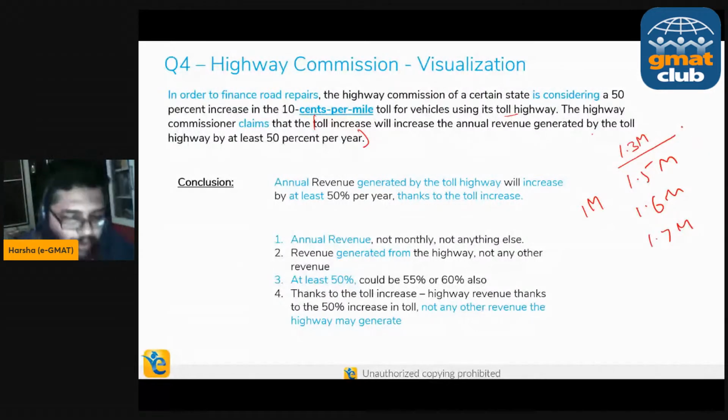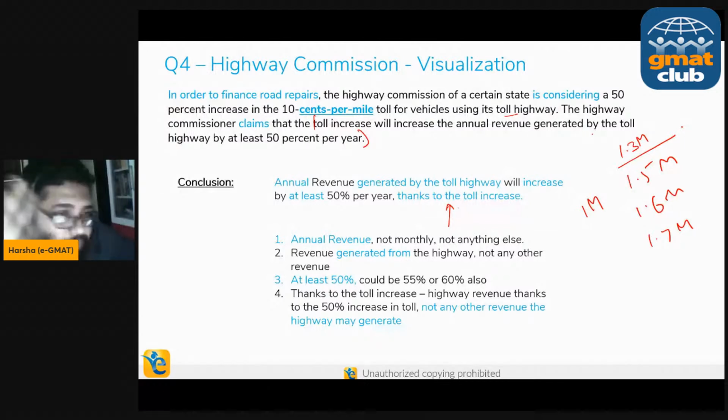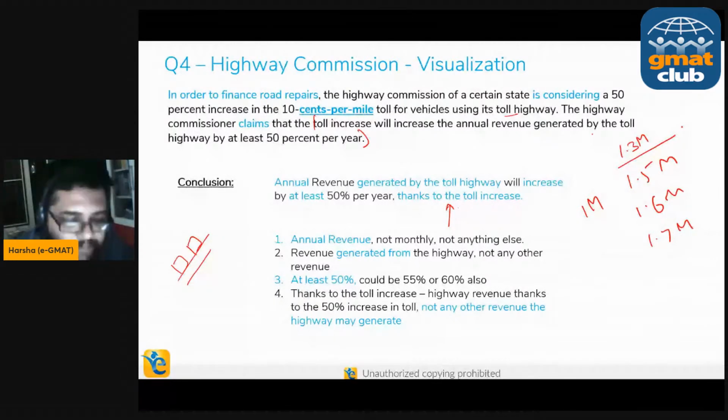So far so good. This point is important. Annual revenue which the highway generates thanks to the toll increase. The highway could generate revenue from many sources. For all you know, the highway might be getting revenue from advertisers for putting digital or non-digital hoardings all across the highway. The people who are creating or managing that highway may be making revenue through that. That's not a concern here. The only revenue that matters for this argument is revenue you're getting thanks to the increase in toll. You're increasing your toll by 50%. What is the revenue impact on that? That's the core focus of this argument.